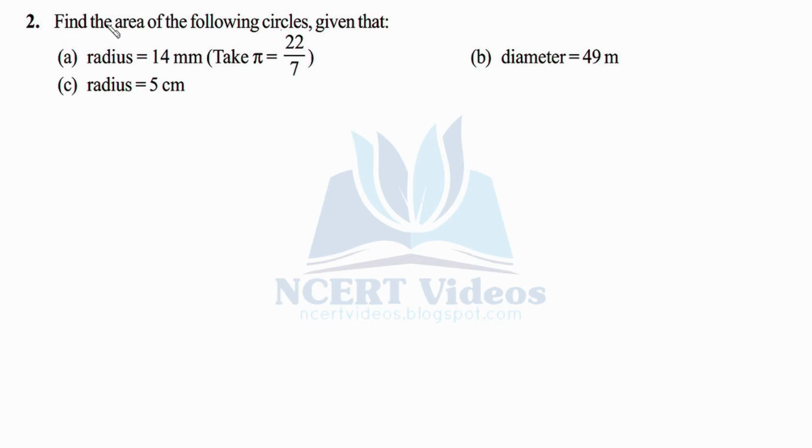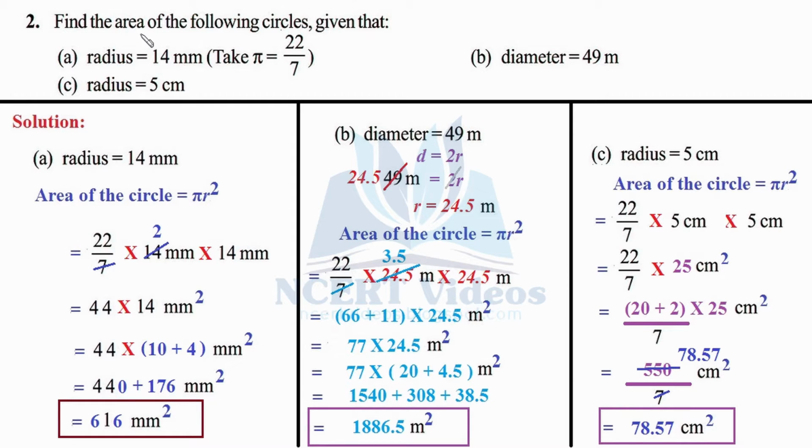Question second. Find the area of the following circles given that radius equals 14 mm, take pi as 22/7, diameter is 49 meter, and radius is 5 centimeter. Here we are required to find area, and we have discussed in the previous question that area is pi r square. Now again we have to take pi as 22/7, and we are given with radius. In only one question we are given with diameter.